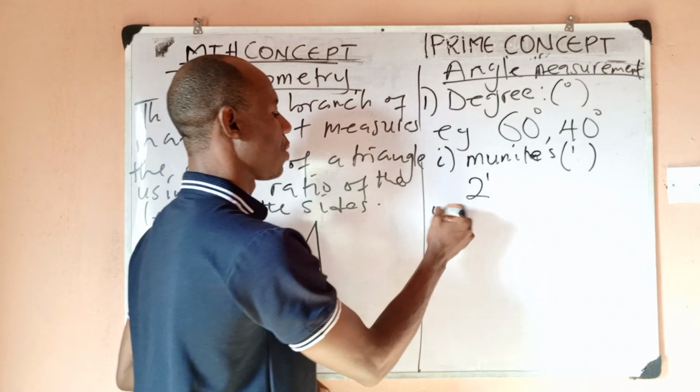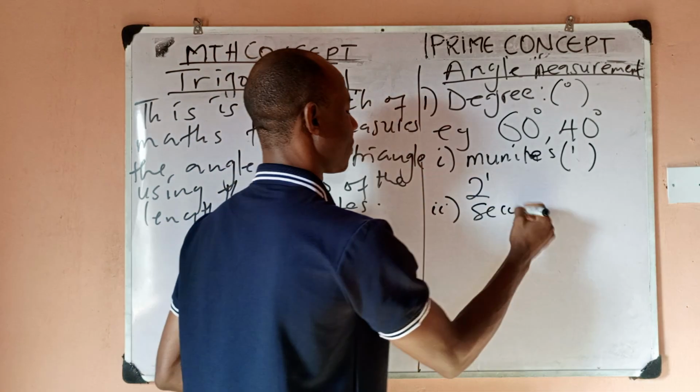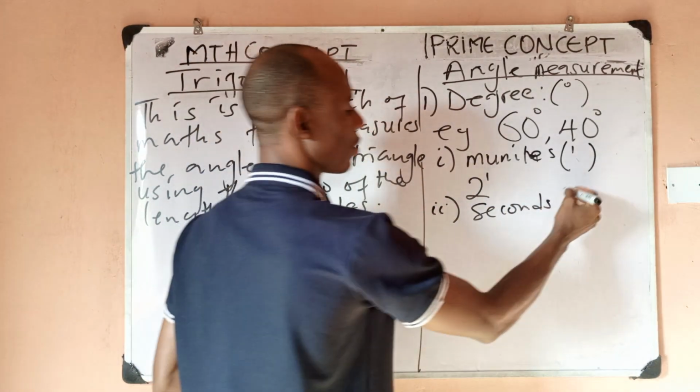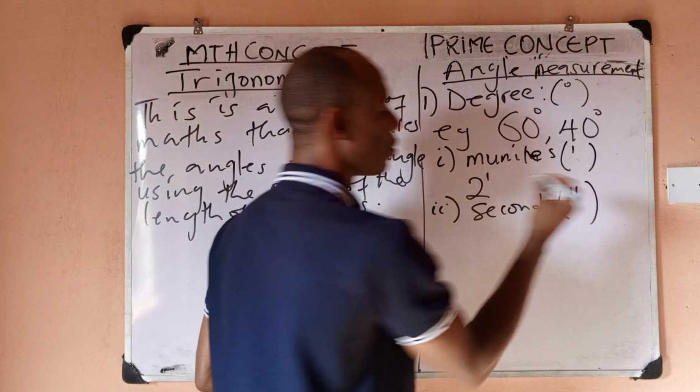We also have the second one, which is seconds. So we can also measure angle in seconds, which takes the double prime.